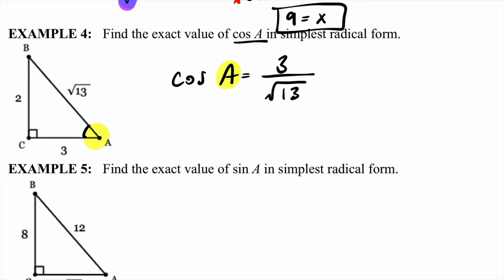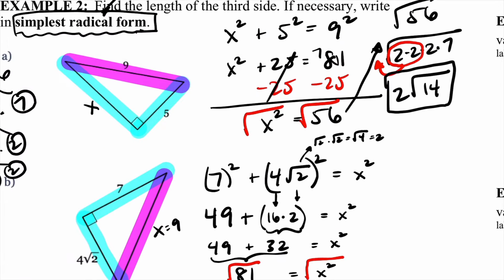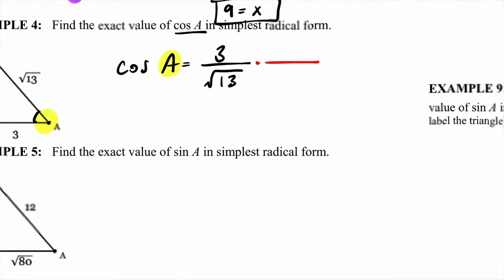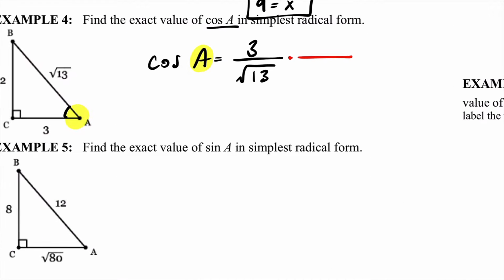Well, this is how we change it. We're going to multiply by a number. Which number can I multiply the square root of 13 by that would make the square root go poof, go away? Itself, right? Didn't we just learn that up here? If you square a number by itself, it goes away. So I'm going to multiply by the square root of 13.